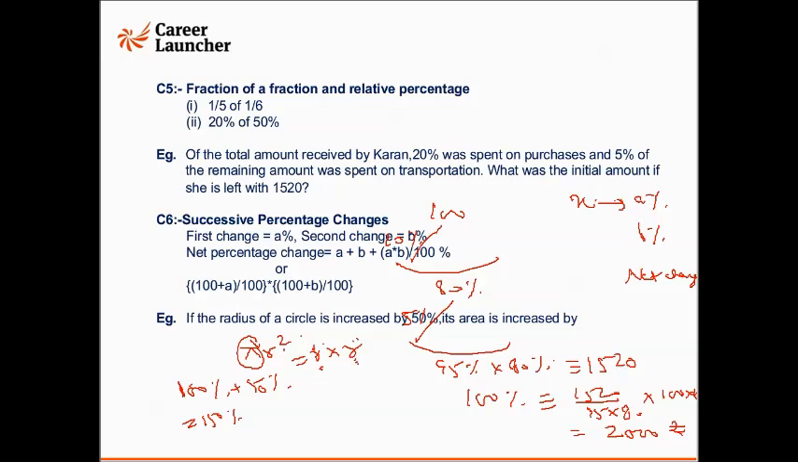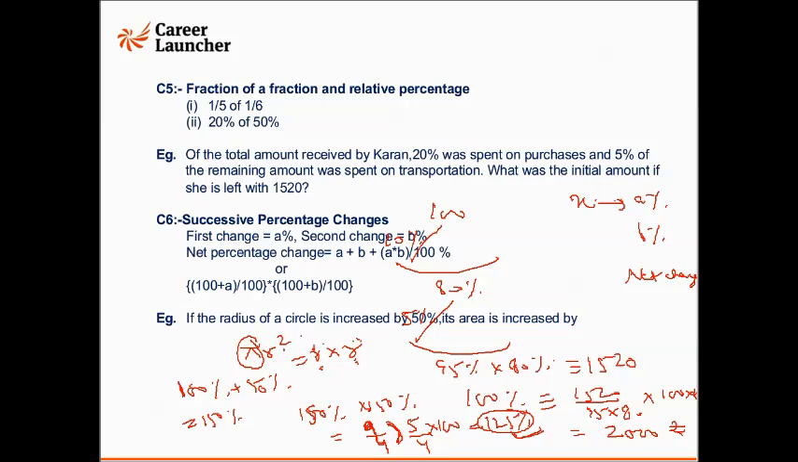So what you do, you will get 9 by 4. Initially it was 4 and then it became 9. So the difference is 5. This difference is 5 out of the initial value 4, into 100. So you will get 125%. That is the net change after the increment.